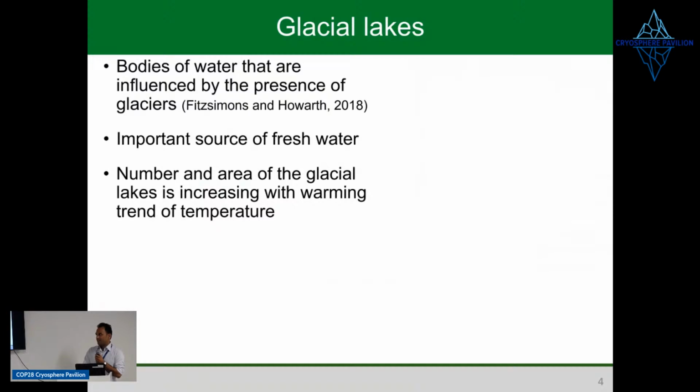Glacial lakes are converting glacier ice to a water body, and they are also an important source of fresh water. The number of glacial lakes, as well as the volume of the glacial lakes, is increasing with time due to the warming and melting of the glaciers.